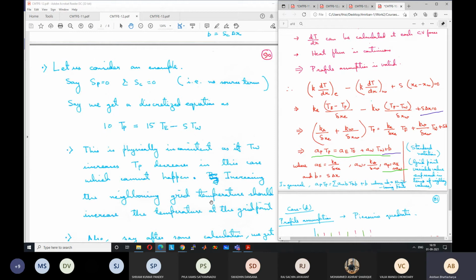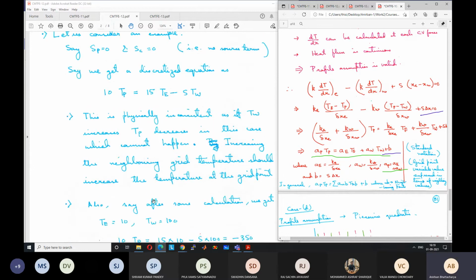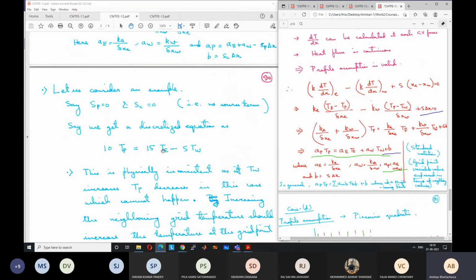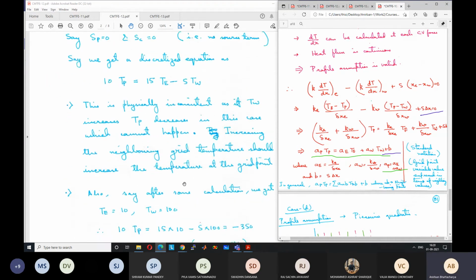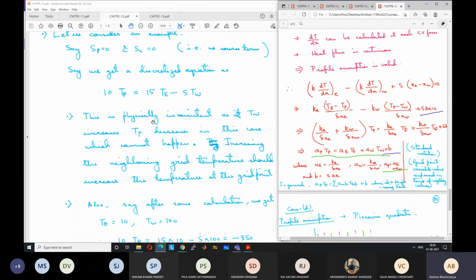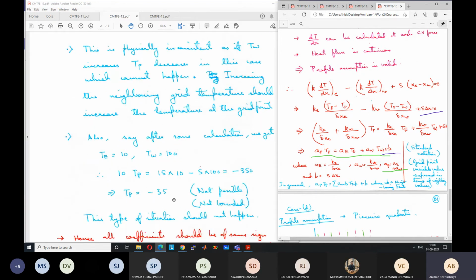Also, another thing that we note here is that, okay, say some values are given. Say TE value is what we have taken 10 and TW is 100. So 10 into 15, 150 minus 5 into 100, 500, so minus 350. 10 TP is equal to minus 350, or TP is equal to minus 35. So it is not possible.